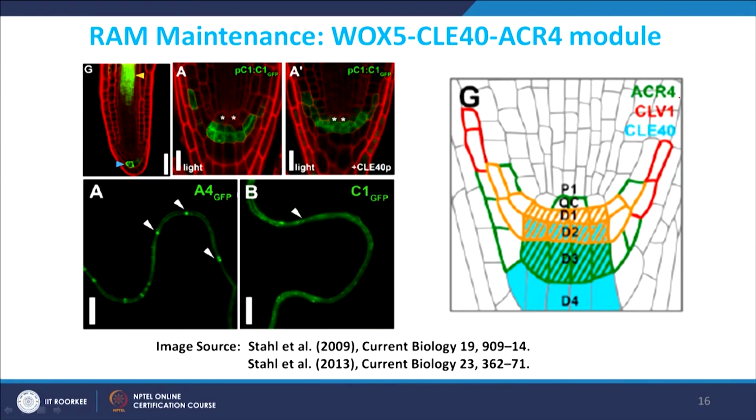And then if you see the expression pattern of them, you can find this way. So this green is ACR4 expression pattern, and red is clavata 1 expression pattern, and this is the CLE40 expression pattern domain. Another important thing that has been seen is that this ACR4 is very specifically localized to the plasmodesmata. Plasmodesmata, in some future class we will see, is a channel through which a lot of cell to cell communication takes place during plant growth and development.